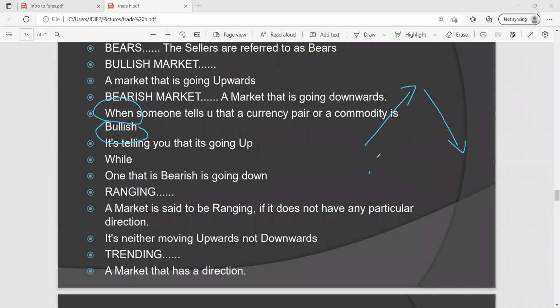Now, what if the market is moving this way? We are not moving up, or we move up a little bit and come down. We are not seeing a clear direction of where we are going. So we are at a standstill, or we are oscillating. With this, we call it a ranging market because it is moving within some parameters or barriers. So a market is said to be ranging if it does not have any particular direction, neither moving upwards nor downwards. A trending market is a market which has a direction.